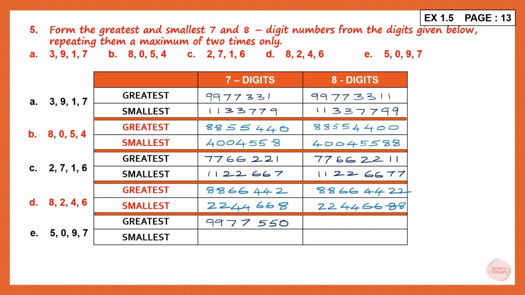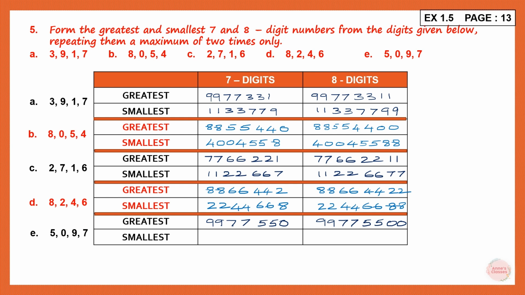Now to make an 8-digit number, since we have only 4 digits, each digit has to be repeated. So let's start 9 2 times, then 7 2 times, then 5 2 times, and the last one is 0. 0 also 2 times. Only then we get an 8-digit number.